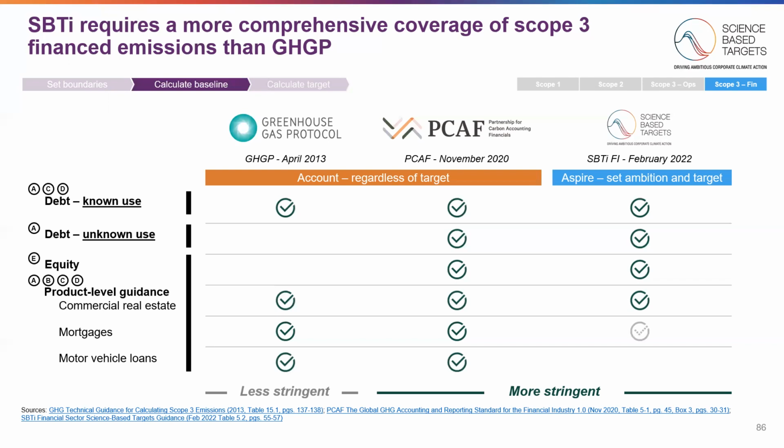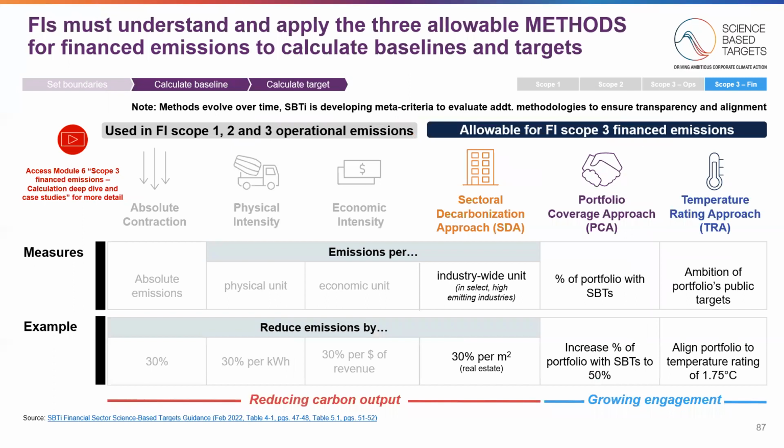Now that we've discussed the required asset classes and products, we will highlight the available methods for calculating Scope 3 finance emissions baselines and targets. On this page, we have listed 6 available methods to calculate targets. The first 3, which are grayed out, are only allowable for financial institutions' Scope 1, 2, and Scope 3 operational targets. We'll focus on the 3 methods on the right-hand side, which are allowable for Scope 3 financed emissions. And they are the sectoral decarbonization approach in orange, the portfolio coverage approach in purple, and the temperature rating approach in blue. Additional detail on these will be shared in the next module.